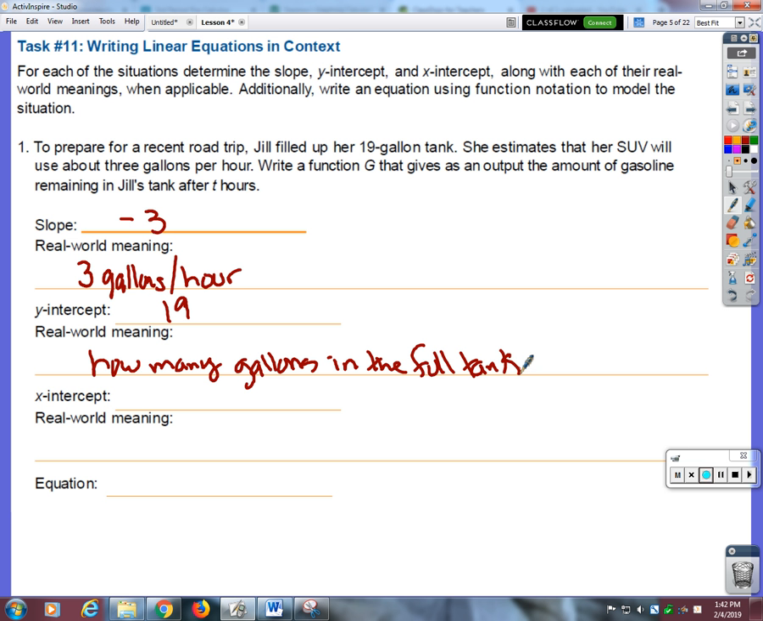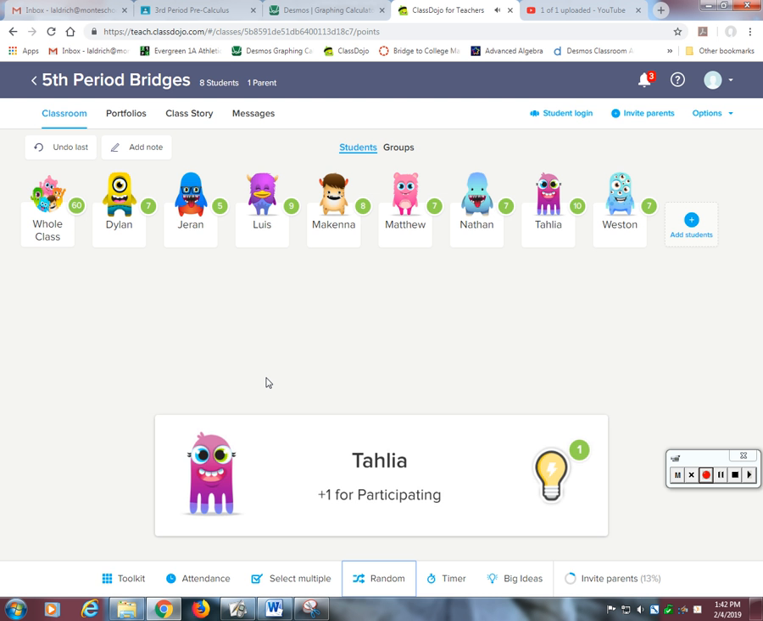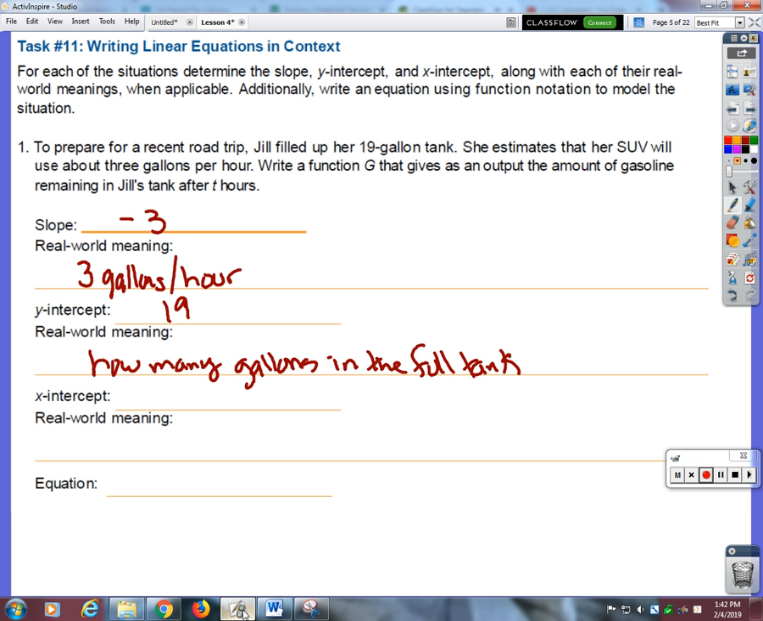Okay, very nice. Okay, now the X-intercept is a little bit tricky. It's a little bit harder to find. You have to do a little bit of math, and sometimes there isn't one. It's a good thing we called on one of the brighter students in the class. What's the X-intercept? Love it. 6.3 repeating, right? Good. Okay. So the X-intercept is 6.3 repeating.